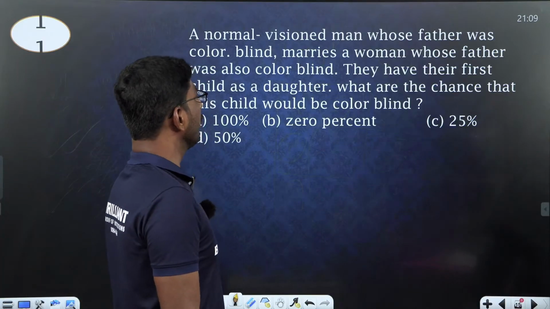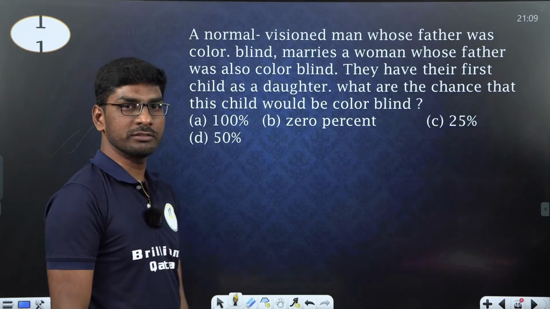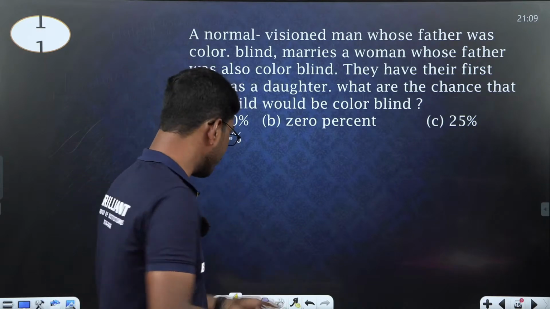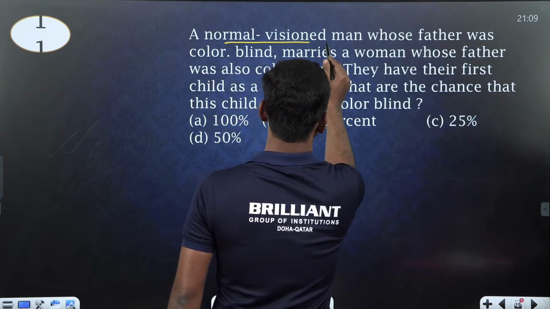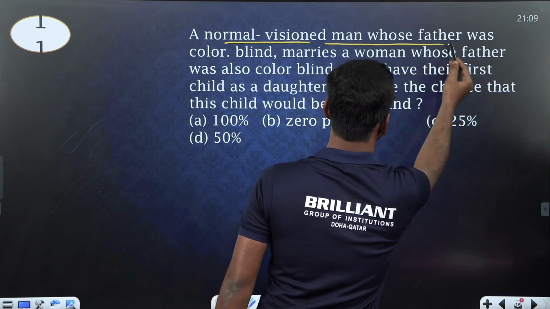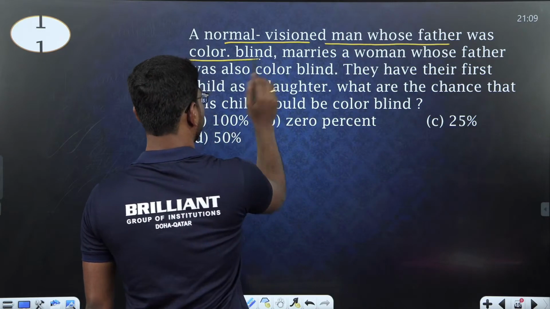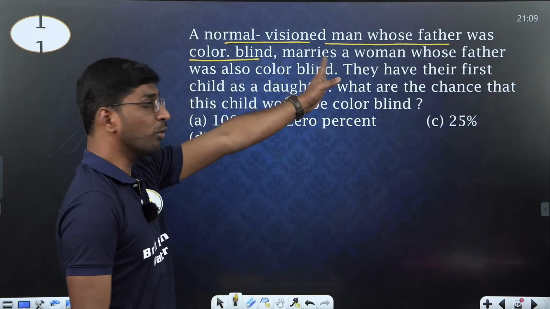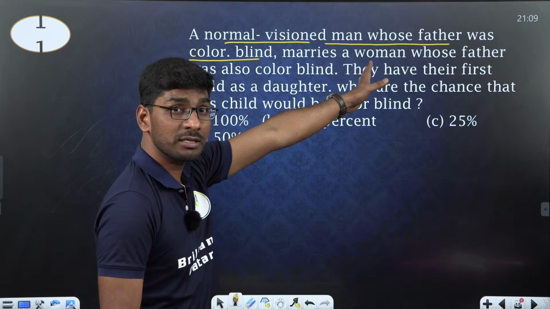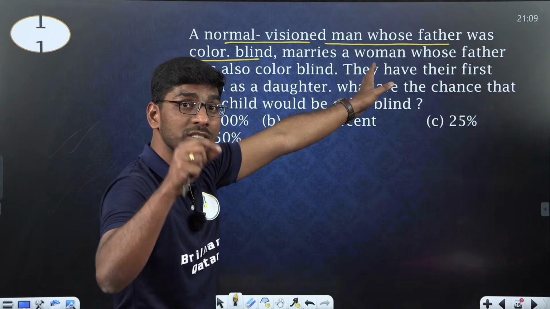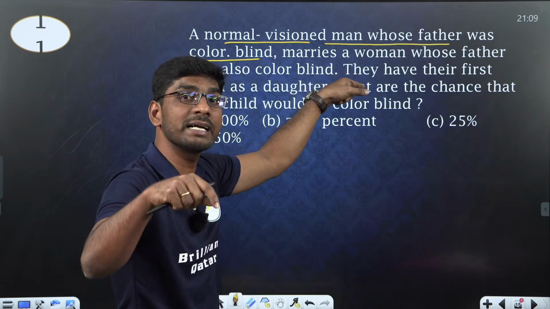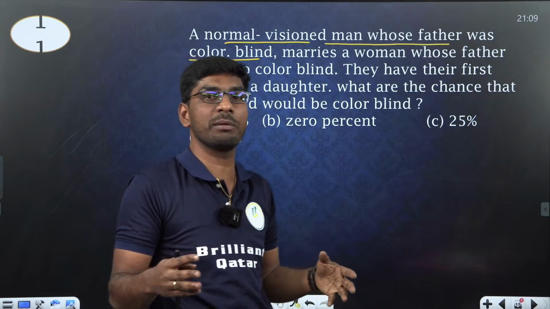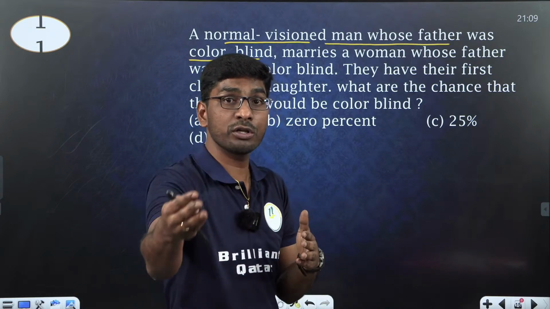Yes. Look at this question. Any one of you, try my dear. This question tells us a normal vision man whose father was colorblind. We know, my dear kids, many times I said in the class, from father to son it will not transfer, because color blindness is sex linked recessive. From where to where will it go, tell me? Mother to son, father to daughter.